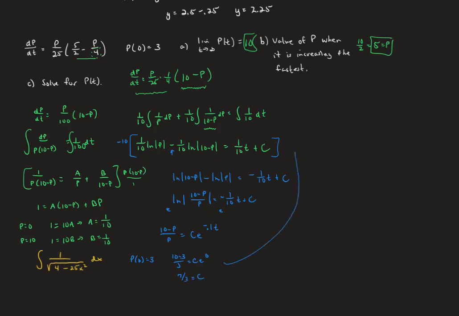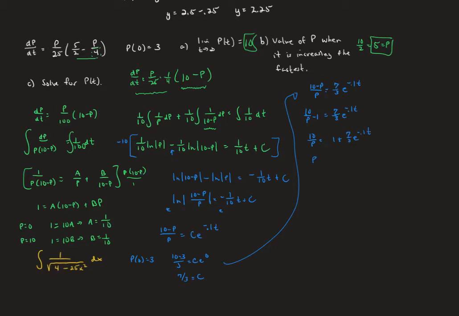So I'm going to bring this up over here. So now we have 10 minus p over p is equal to 7/3 e to the negative 0.1 t. So we'll write this as 10 over p minus 1 is equal to 7/3 e to the negative 0.1 t. We can add that 1 to the other side. So we'll get 1 plus 7/3 e to the negative 0.1 t.